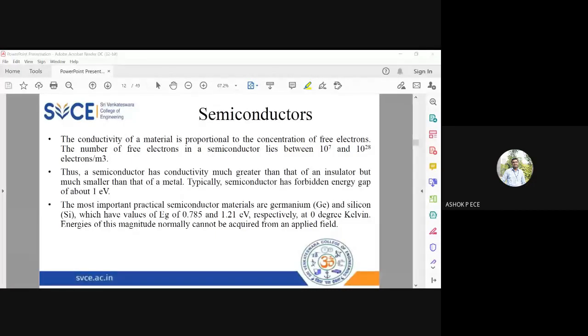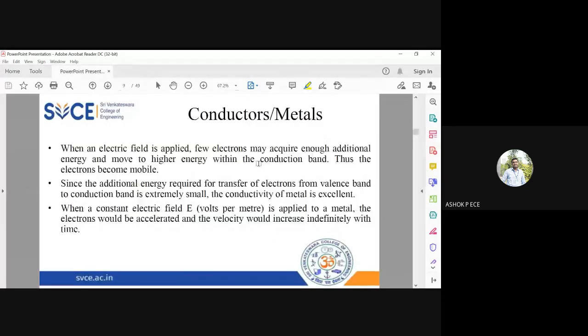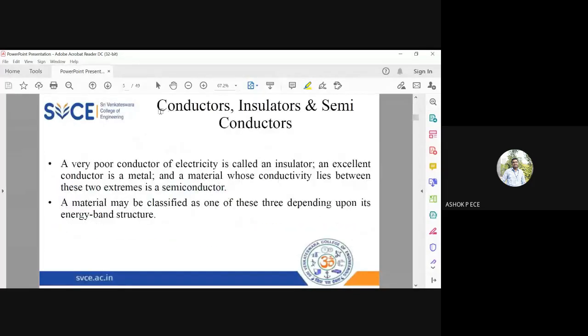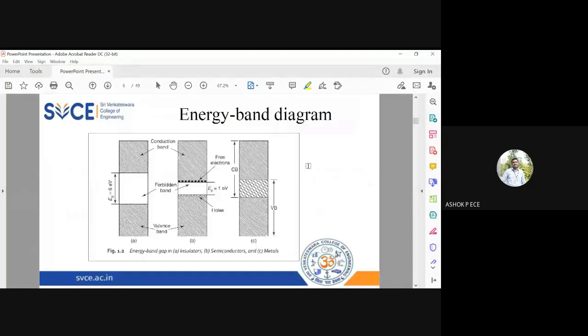So, a quick recap on what we have seen yesterday. I told you we classify materials into three categories: conductors, insulators, and semiconductors. And we are going to classify them based on the forbidden energy gap, or you call it the band gap, energy band gap. Based on the energy band diagram, we are going to classify them. The parameter is called the forbidden energy gap. It is the energy gap between conduction band and valence band.